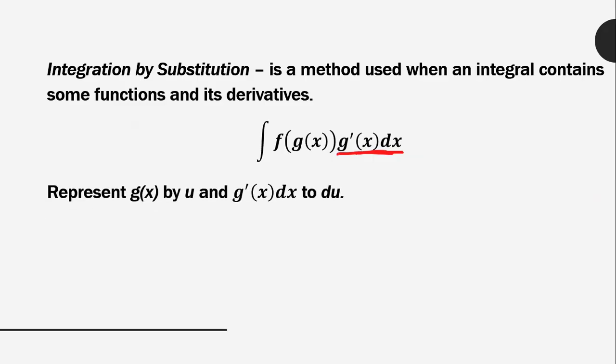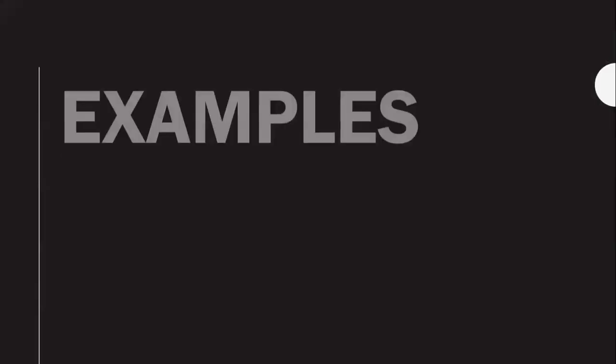The g of x, or the second function, is represented by the letter u, while the derivative of that function is du, or the derivative of the u function. In short, this is how you perform. We are not integrating in terms of x, instead in terms of du. So the u function is actually the second function. So to better understand integration by substitution, let's have the following examples. Let's have the first one.